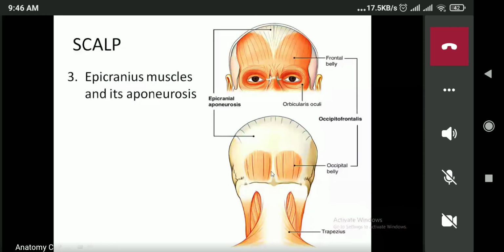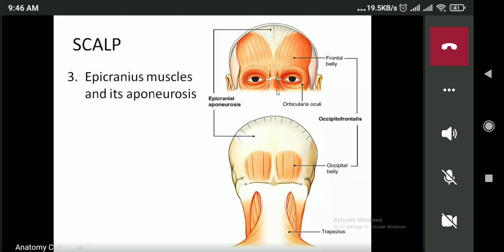As we can see in this diagram, the occipital belly is present at the posterior aspect of the skull. Talking about the origin of this muscle, the occipital belly arises from the lateral two-third of the superior nuchal line of the occipital bone, and also from the adjacent mastoid bone. So from the mastoid bone and the occipital bone, this occipital belly arises and is inserted within the galea aponeurotica, or the epicranial aponeurosis.